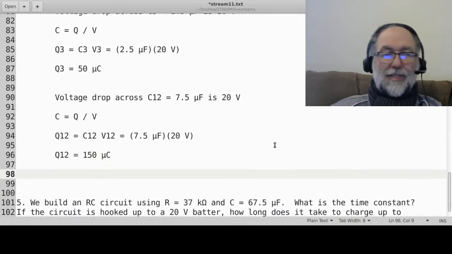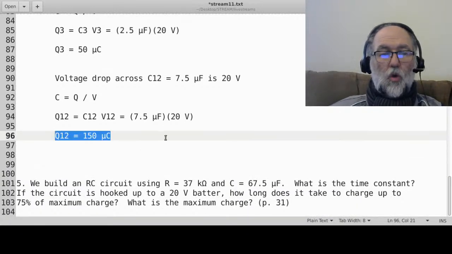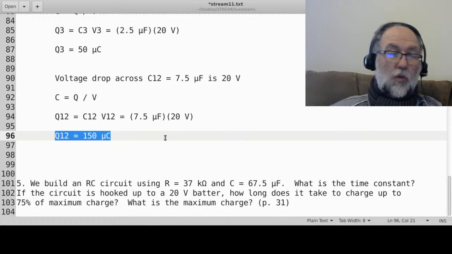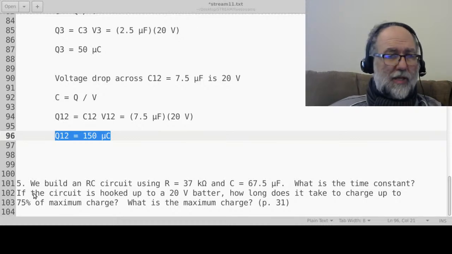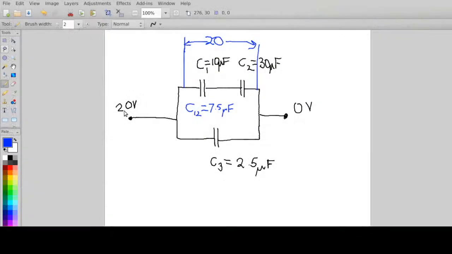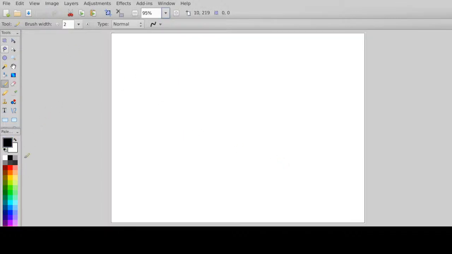Now, this did not exactly answer the question, what is the charge on C1 or C2? It is the charge on both of them together. But here's the thing about capacitors. Let me take a quick aside here and draw another picture for you. In general, when you have a capacitor here, and then you have another capacitor here in series, so these two capacitors are in series.